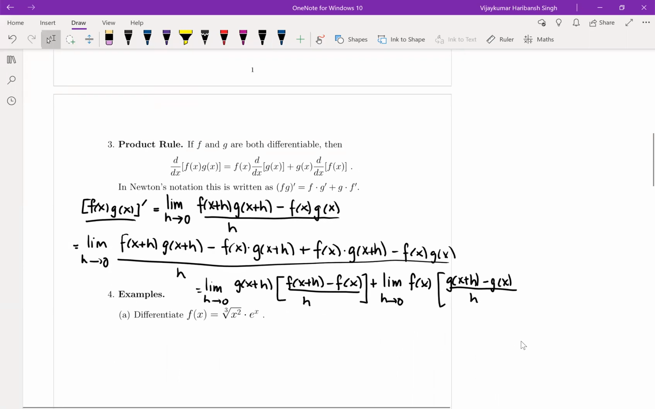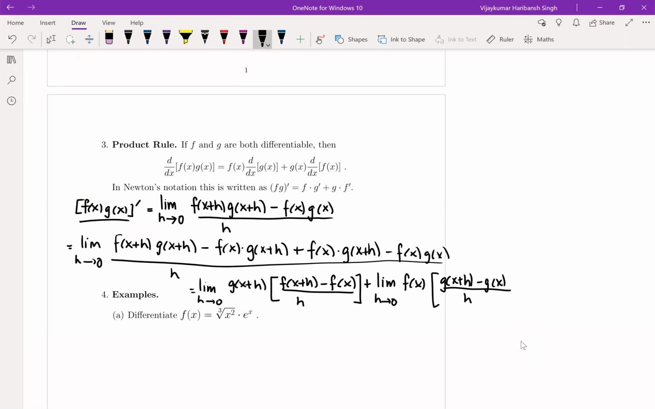Yeah. So what do you get out of that? Now g is a continuous function because it's differentiable. So you'll get the limit as h goes to 0 of g(x+h) equals g(x). This will be your f'(x) g(x) plus f(x) times g'(x). So this is how the derivative is computed, right?